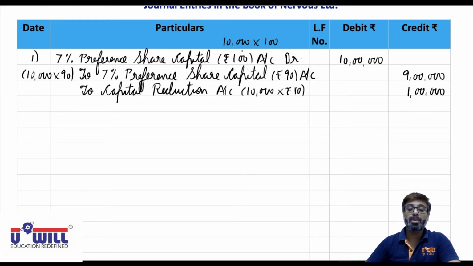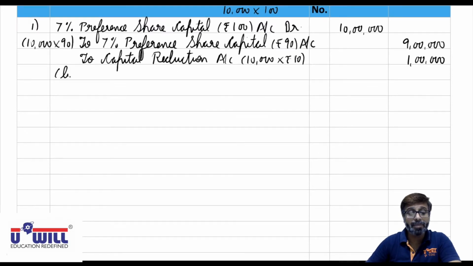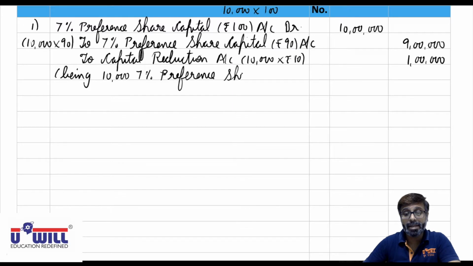Okay, old face value 100 rupees, you debit 10,000 into 100, 10 lakhs. New face value 90 rupees, you credit 10,000 into 90, 9 lakhs. And to capital reduction, you transfer the difference of 10, that is 1 lakh. Being 10,000 7% preference shares of rupees 100 each reduced to rupees 90 each.